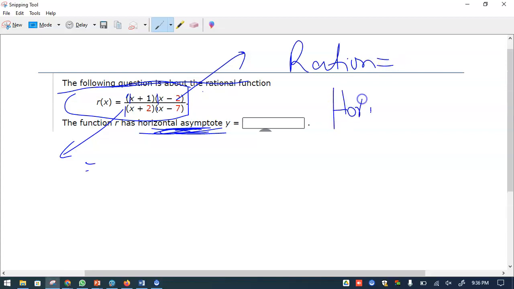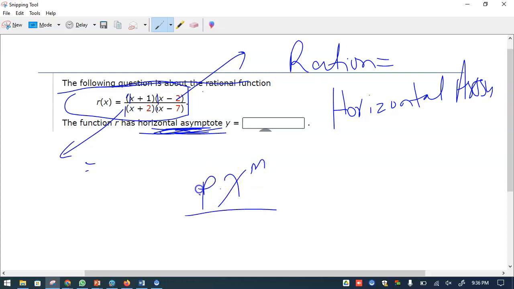So the horizontal asymptote depends on two parts. It depends on the degree. Let's say there was x raised to m on top, and on the bottom, let's put a p here, and there's a q here, and this is x raised to n. And of course, you may have a lot of other terms here and here.